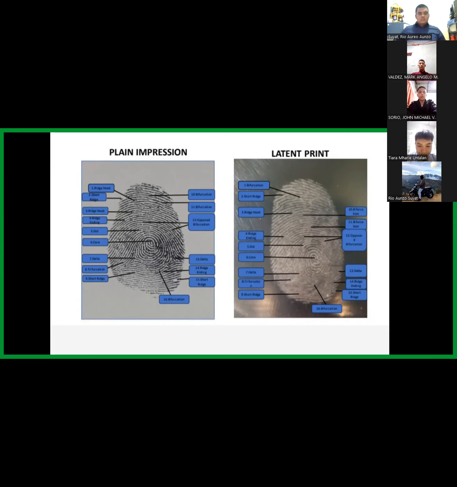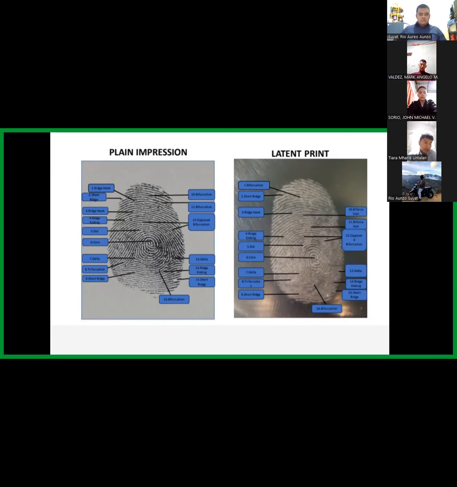Number 22. What are the methods employed in the development of latent prints and how do they work? Various methods are employed to develop latent prints, aiming to enhance their visibility and make them suitable for analysis and comparison, like the powder dusting and chemical methods.